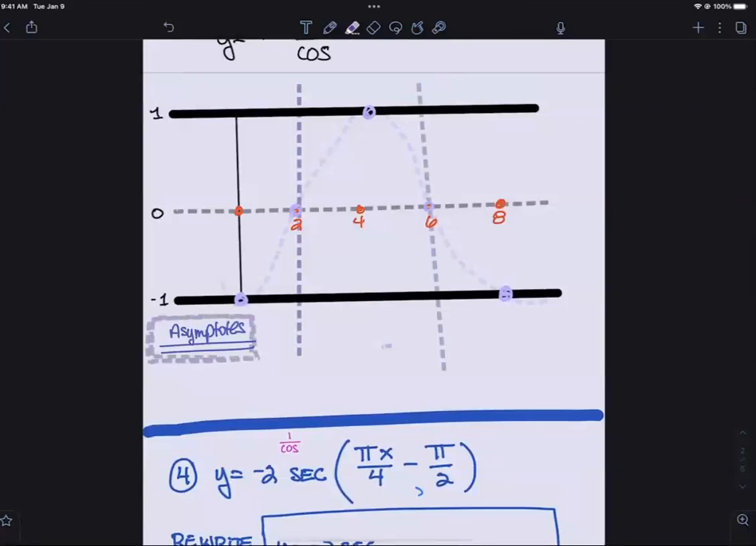This is important because it helps give you the domain of the graph, and you also have to describe the asymptotes algebraically, mathematically. So let me tell you what that means. To describe these mathematically, here's the first one. The first asymptote occurs at 2. The next asymptote occurs at 6.